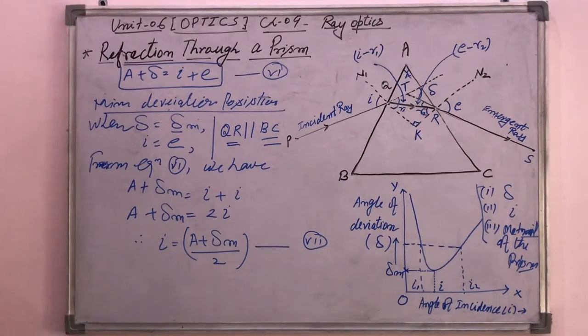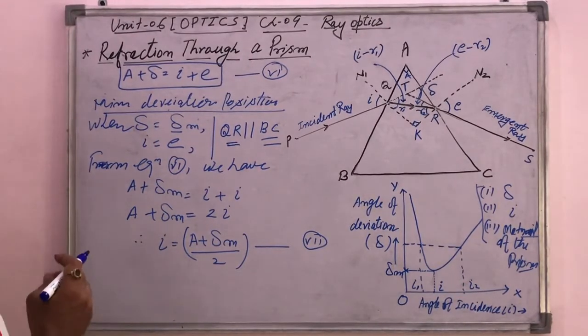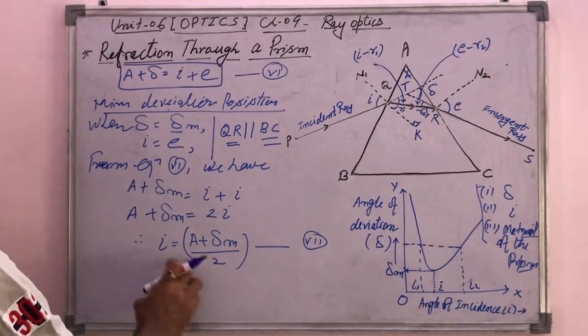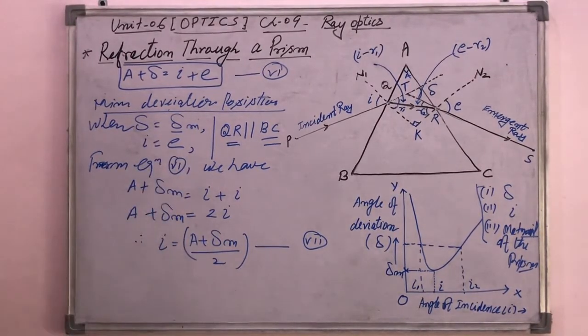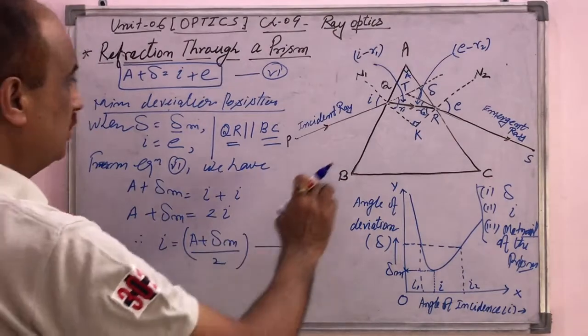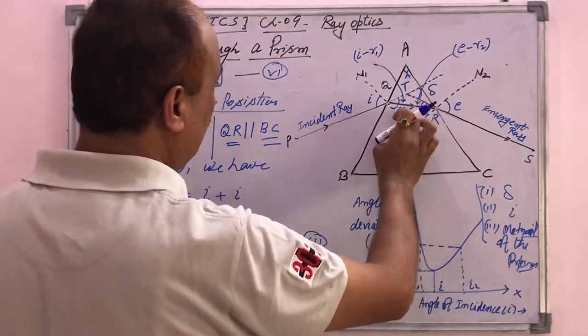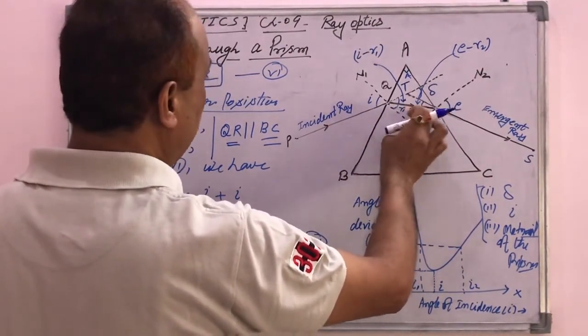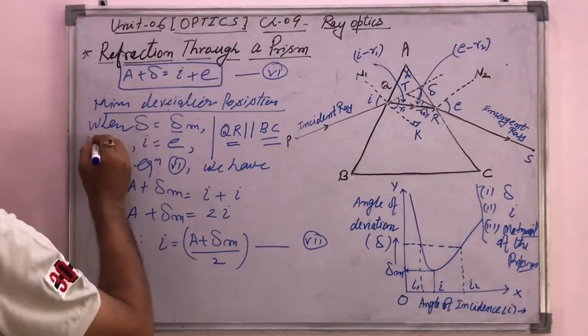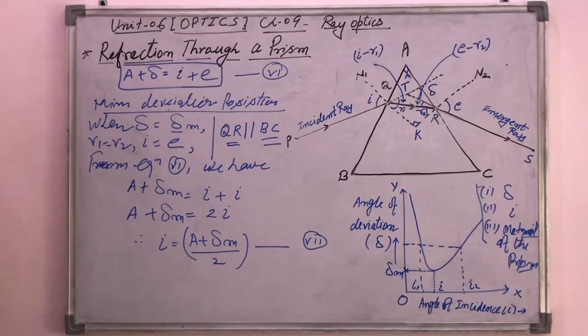Similarly, we know that the angle of prism A is equal to R1 plus R2. So from that situation, when we put the value I equal to E, we can find the value for the minimum angle of deviation, because I equal to E here, and in that situation, because the rays are parallel to each other, R1 should be equal to R2. So the next condition is that the R1 angle should be equal to R2.